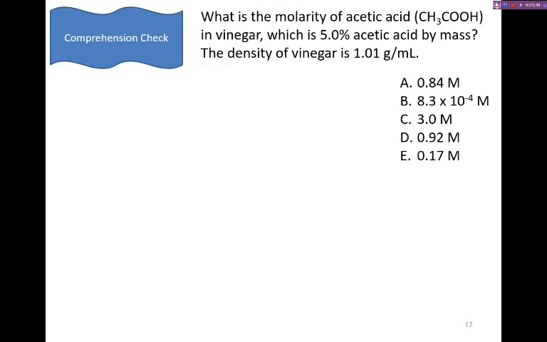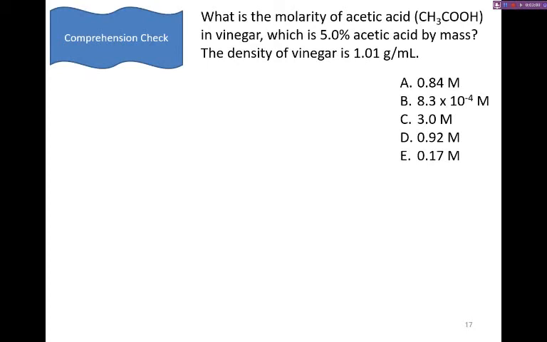All right. What's the molarity of acetic acid in vinegar, which is 5% acetic acid by mass? The density of vinegar is 1.01 grams per milliliter. Try this on your own, pause the video, and come back when you're done.